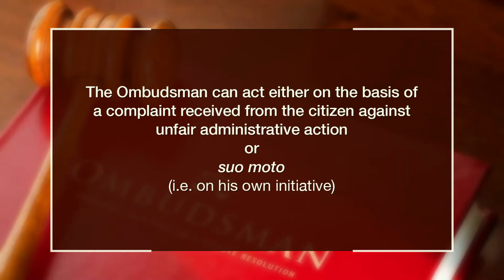However, he has no power to reverse or quash a decision and has no direct control over the administration or the court. The Ombudsman can act either on the basis of complaint received from the citizen against unfair administrative action or suo motu, that is, on his own initiative; he can prosecute any erring official including the judges. However, he himself cannot inflict any punishment. He only reports the matter to the higher authorities for taking the necessary corrective action.